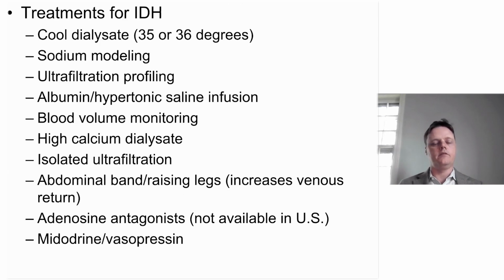There are a number of different treatments which have been trialed for intradialytic hypertension: cooling the dialysate, sodium, which causes vasoconstriction, sodium modeling in order to keep the sodium levels higher at the beginning of dialysis, ultrafiltration profiling, where you do different rates of ultrafiltration at different times during the dialysis session, albumin infusion, blood volume monitoring, high calcium dialysate, which of course has its own issues, isolated ultrafiltration, abdominal band or raising the legs to increase venous return, adenosine antagonists, which are not available in the US, and midodrine and vasopressin.